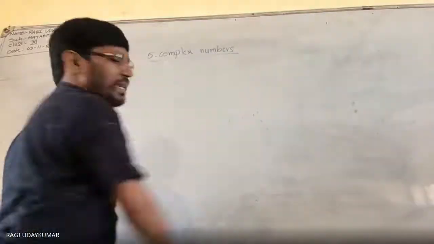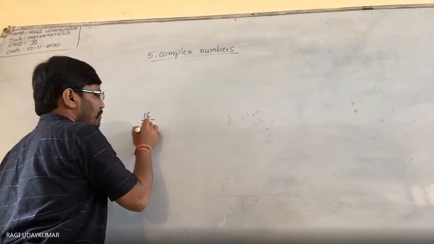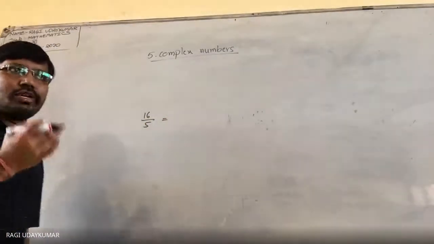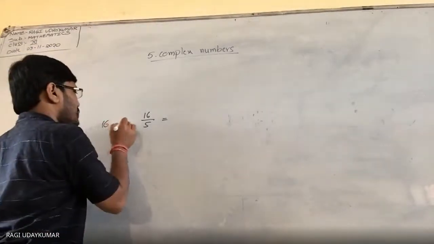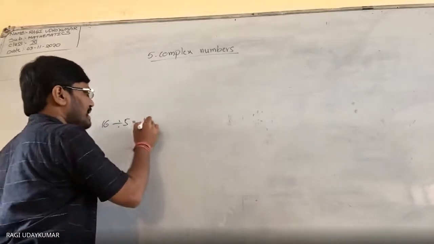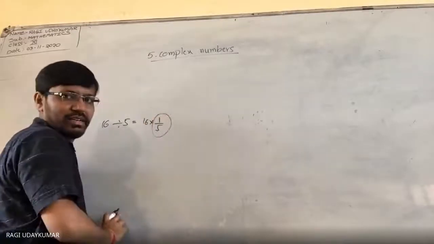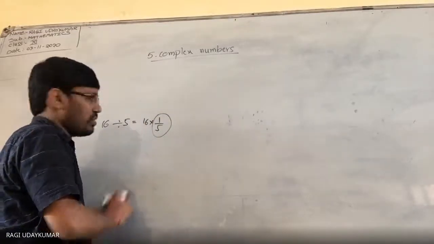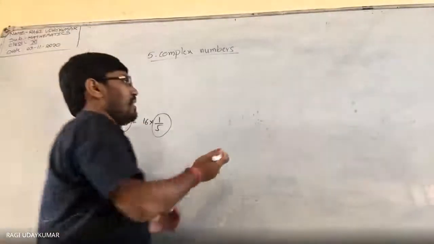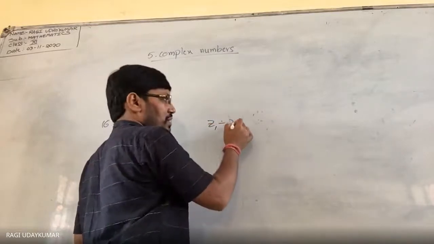If I am asking you to divide numbers, say 16 divided by 5, 16 divided by 5 can be written as 16 into 1 by 5. What is 1 by 5? It is the multiplicative inverse of 5.